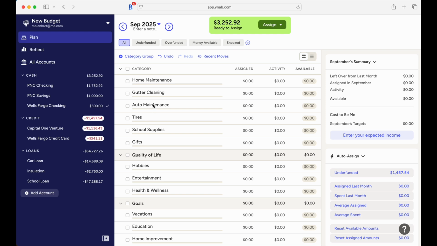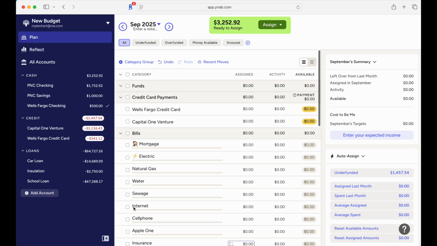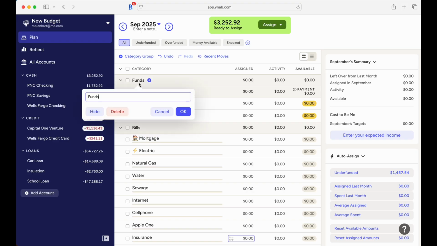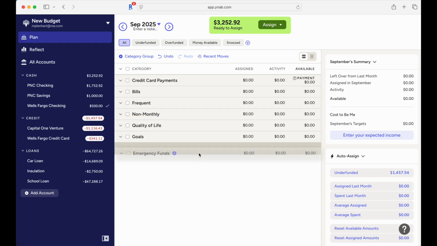So for me in YNAB, I'm going to create a new category group right here. And this is how you do it. Just up at the top, there's category group. You can give it a name. I'm going to call this funds. And you know what? Just to be more specific, I think I'm going to call it emergency funds. So I'm going to click that name and I'm going to call it emergency funds. And just like categories, you can click and drag this. I'm going to go ahead and put that at the bottom.